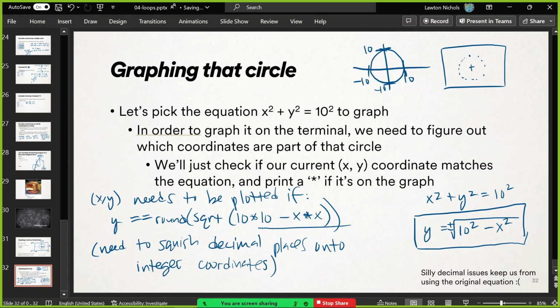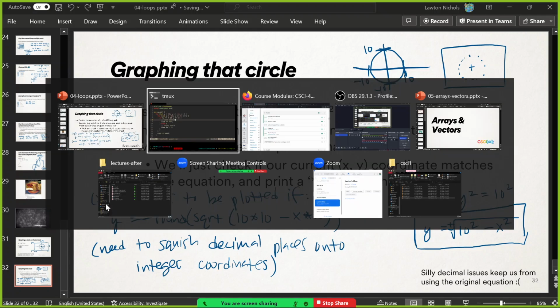But for every x, there is a closest y value, and that's the one that we're going to map it to. I hope that makes enough sense. So if I can just legitimately type this out as an if statement, put a star if this is true, I will get a circle. I'll get a semicircle, I'll show you.